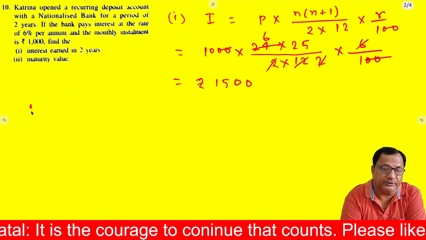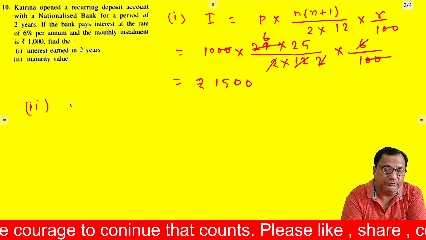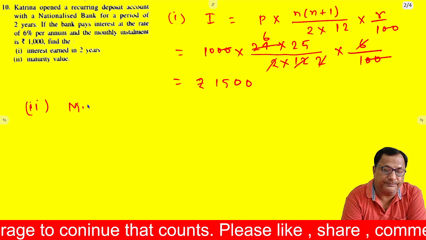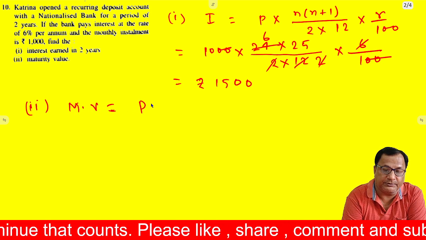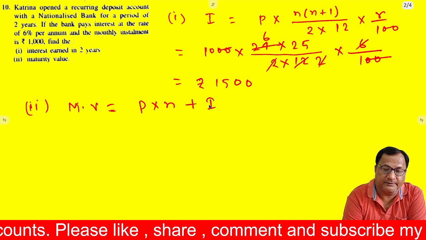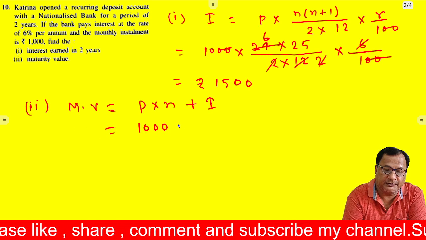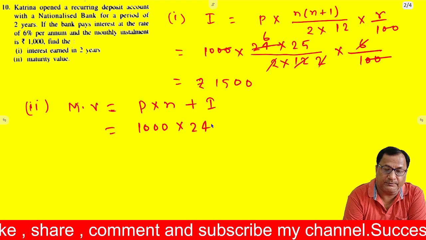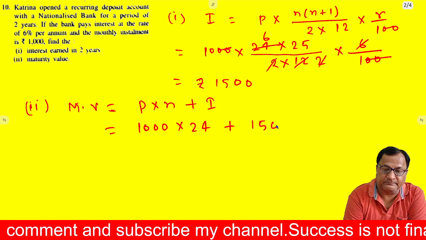Now see question number 2, maturity value. The maturity value will be P into N plus I. So P is 1000, N is 24, plus I is 1500.